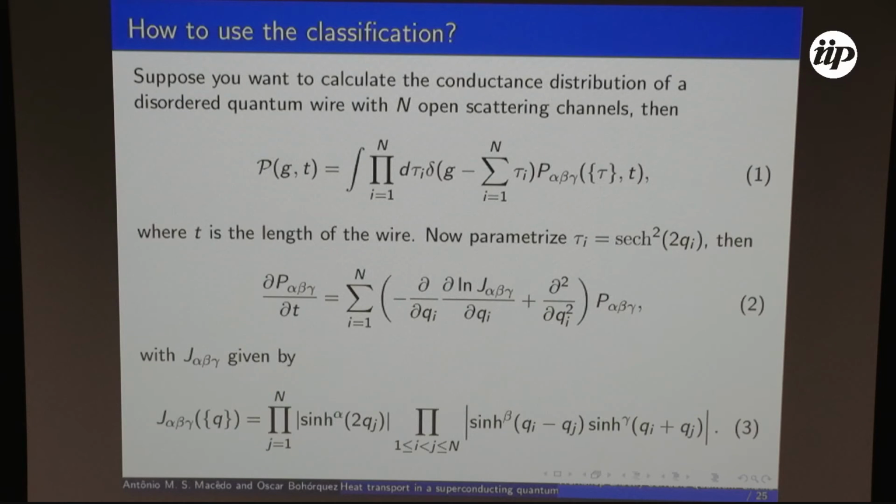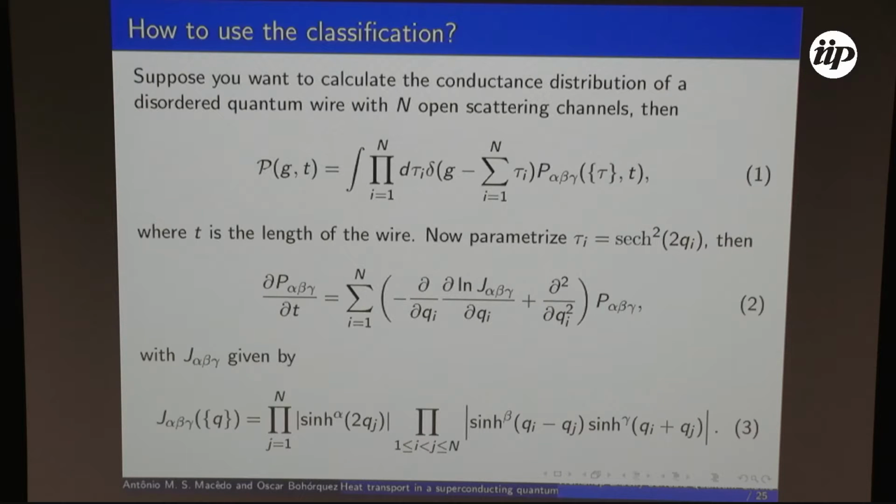Okay, but once you have the classification, a basic question is, how do you use it? How do you actually, in an actual calculation, how do you use the classification? So let's start with a very simple statement, a very simple problem, a very simple question. Suppose you have this structure that I've shown you before, a sample sandwiched between two reservoirs, and you ask for instance, the conductance distribution. What is the conductance distribution of a phase coherent sample between two normal reservoirs, just to make it simple?